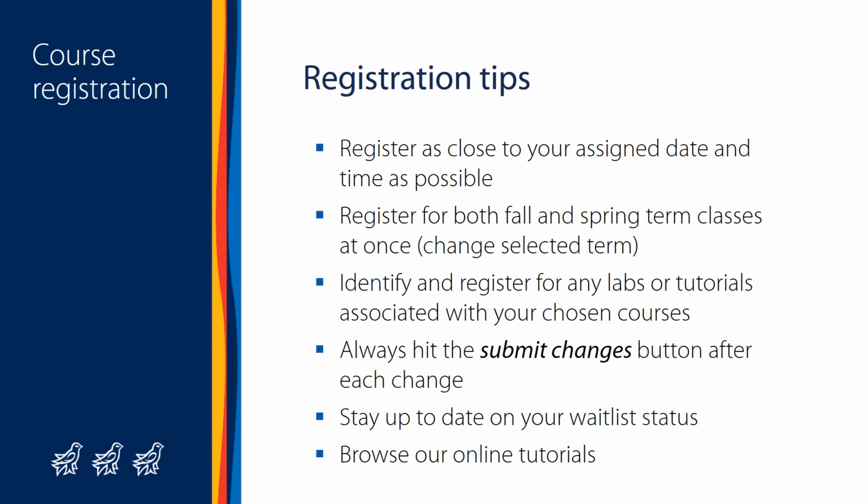Some tips for registration to keep in mind. Register, like I said, as close to your assigned date and time as possible. You don't want to wait a couple hours, let alone a couple days. Register when your time window starts. Register for both fall and spring term classes. That means your September to December and your January to April classes at one time. You have to change the selected term.